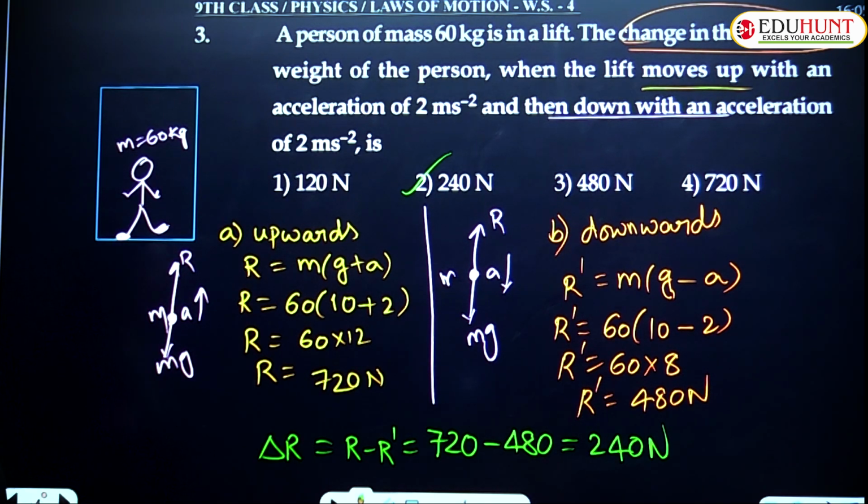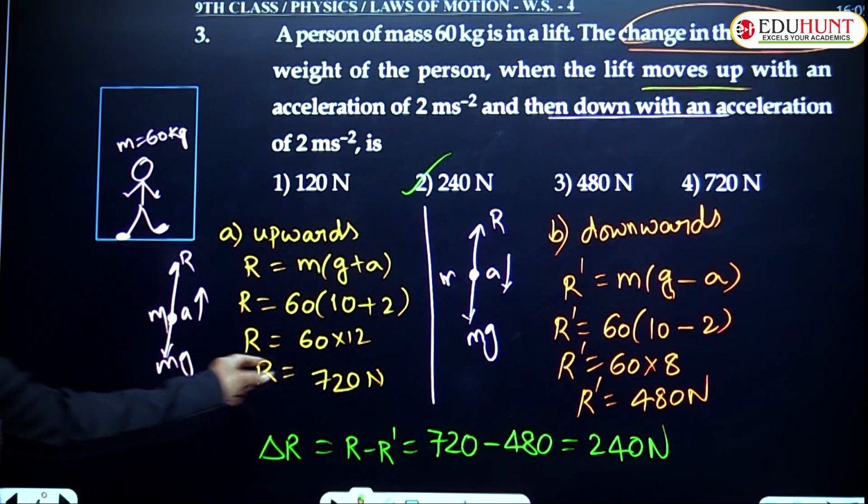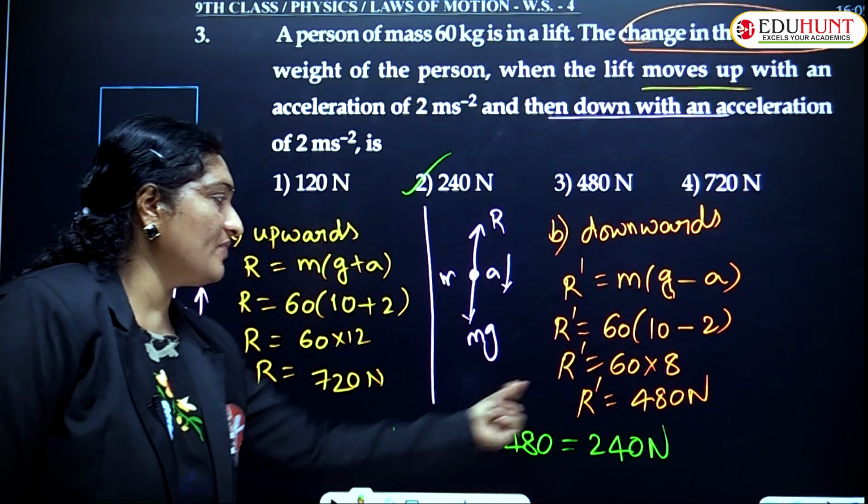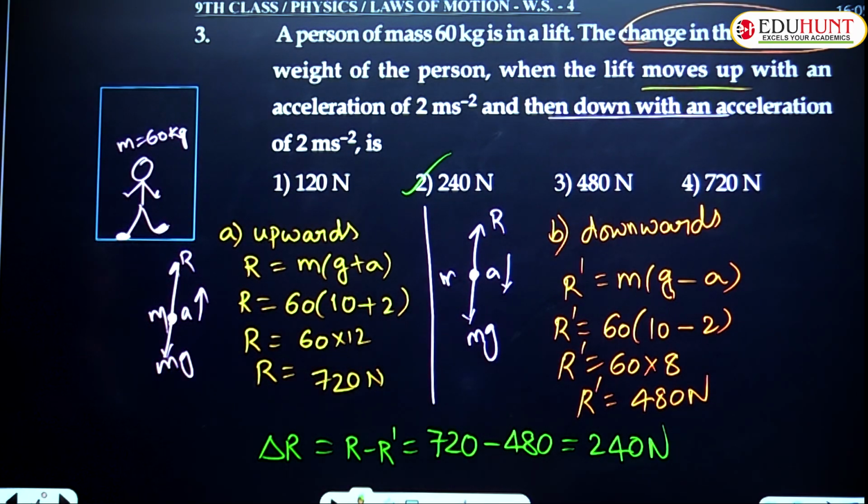So this was the first apparent weight, this was the second apparent weight. The difference in the two apparent weights is 240 newtons.